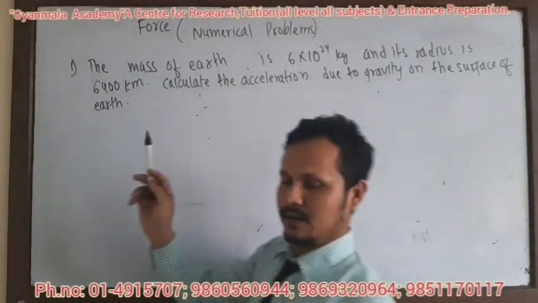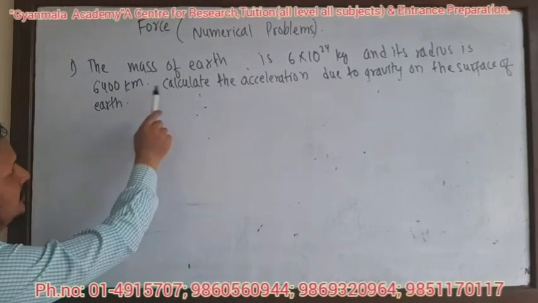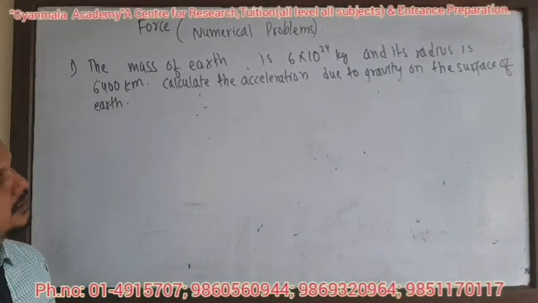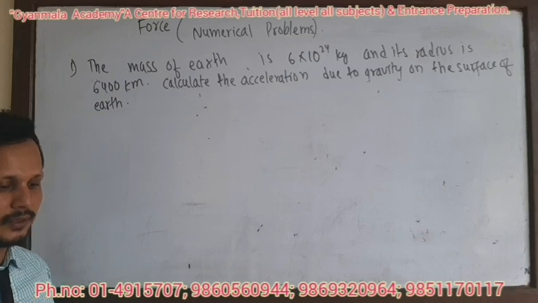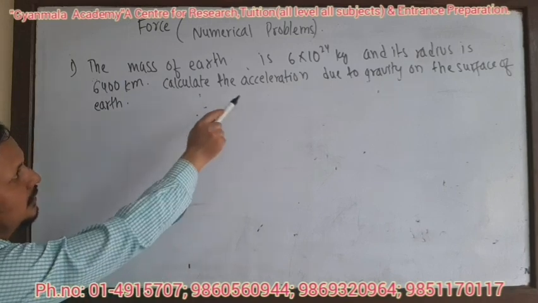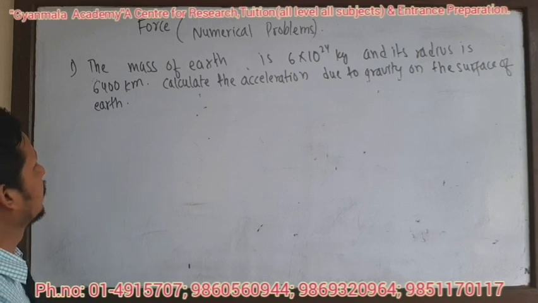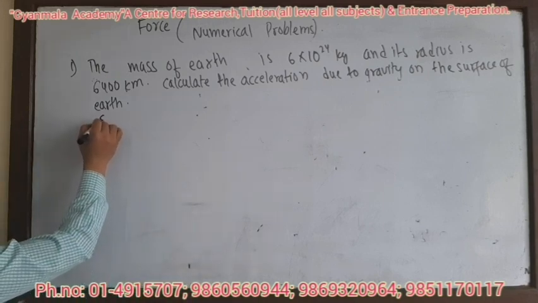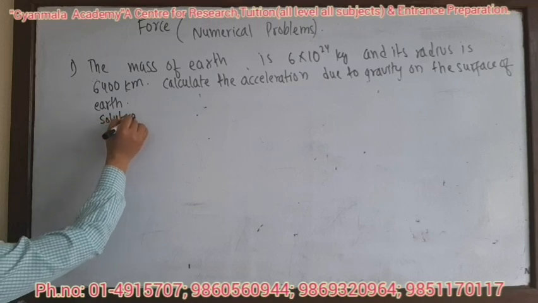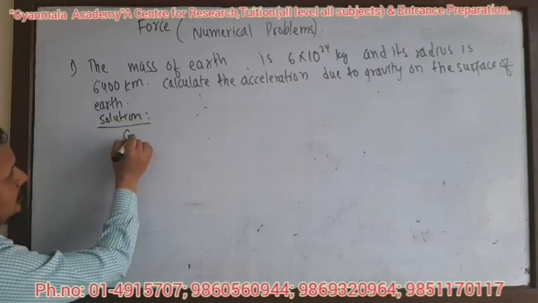Now our next question. The mass of the Earth is 6 into 10 to the power 24 kg and the radius is 6400 km. Calculate the acceleration due to gravity on the surface of the Earth. Now, what are the information given? Please write the given information first. Solution. What is given?